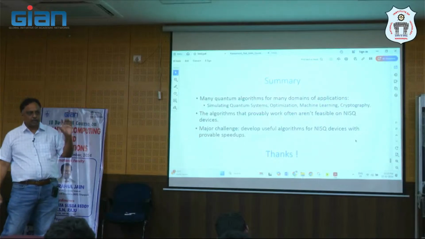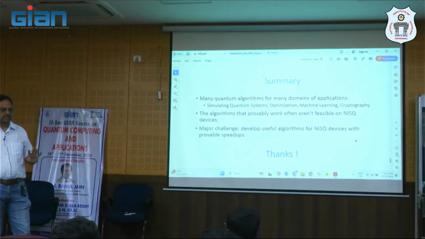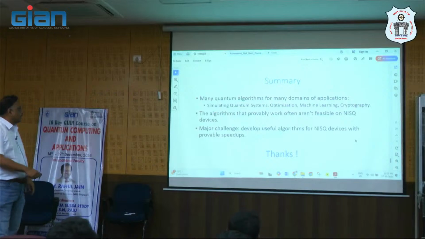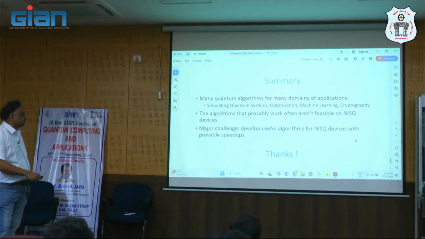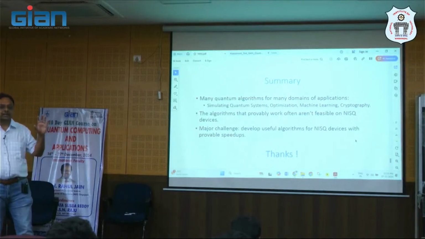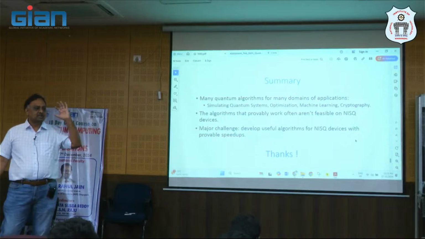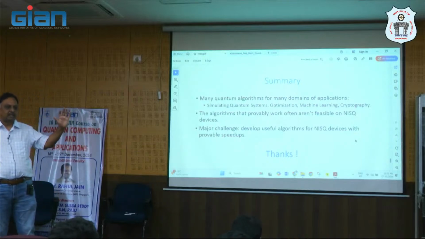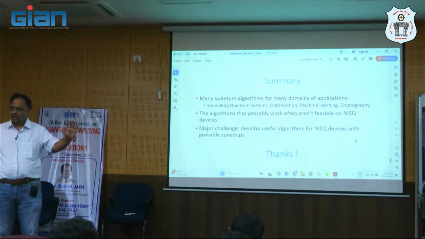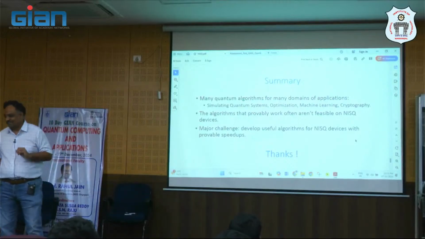The algorithms that are provable, like Shor's algorithm, Grover's algorithm, do not work on NISQ devices. They need scalable quantum computers, error correction. So therefore, now the major challenge is to develop useful algorithms for NISQ devices with provable speedups if possible. If not possible, at least demonstrable speedup for real world instances. Clear? So that is all I want to say about applications. Okay.